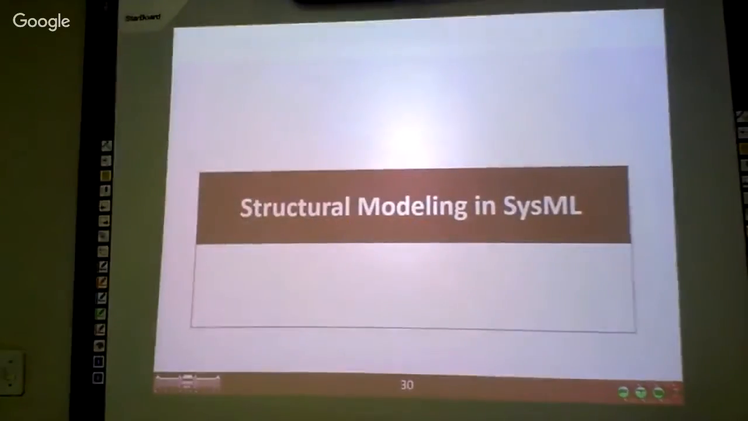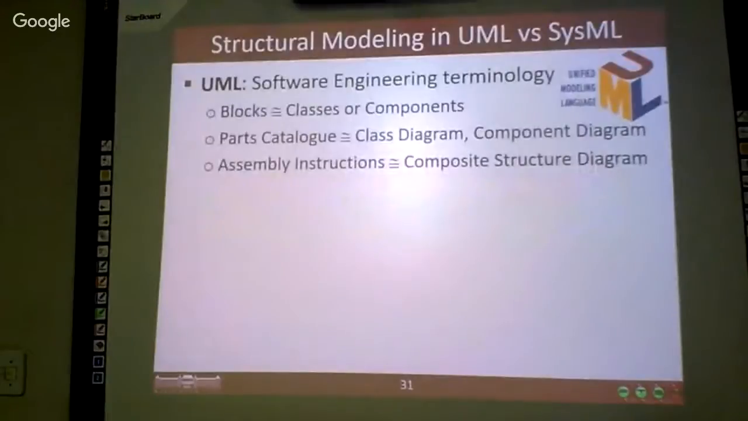And SysML wants to support this kind of modeling. As you remember, UML uses a software engineering terminology. In UML, blocks can be regarded as classes or components. The parts catalog is the class diagram or component diagram, and the assembly instructions actually are the composite structure diagrams.